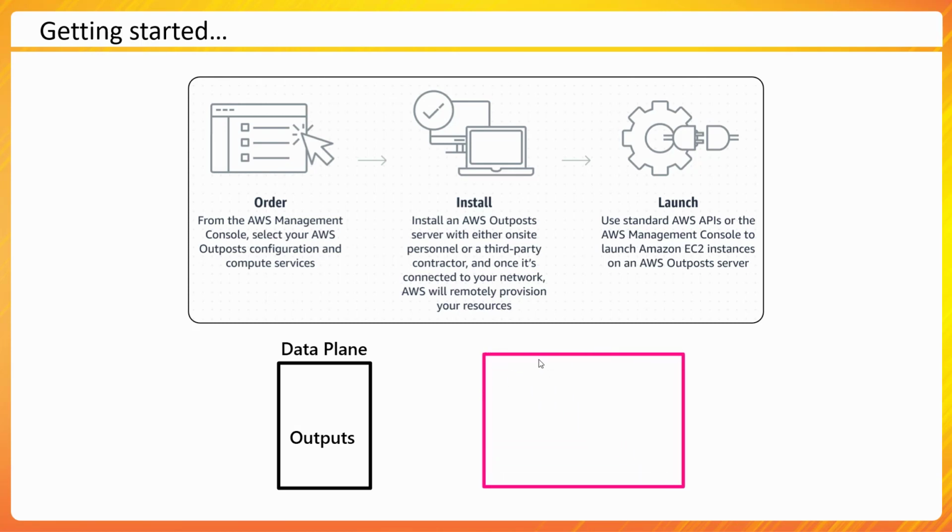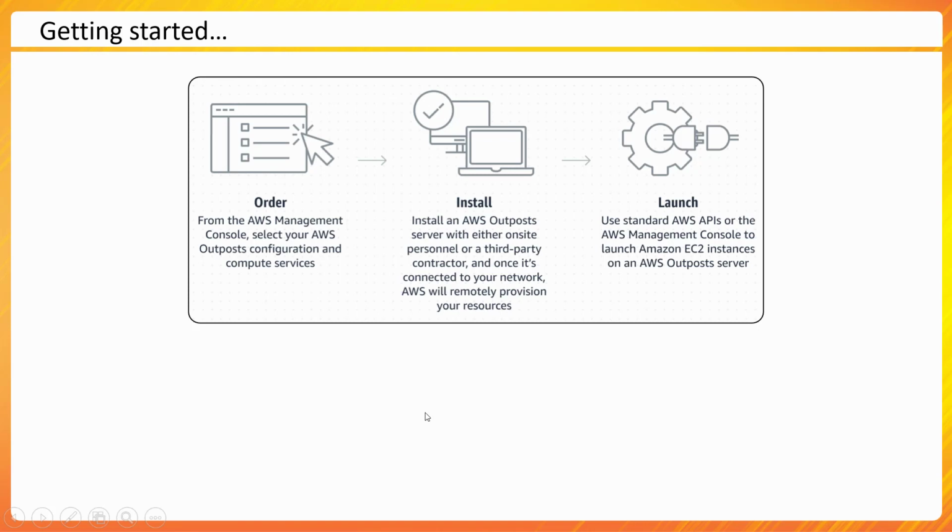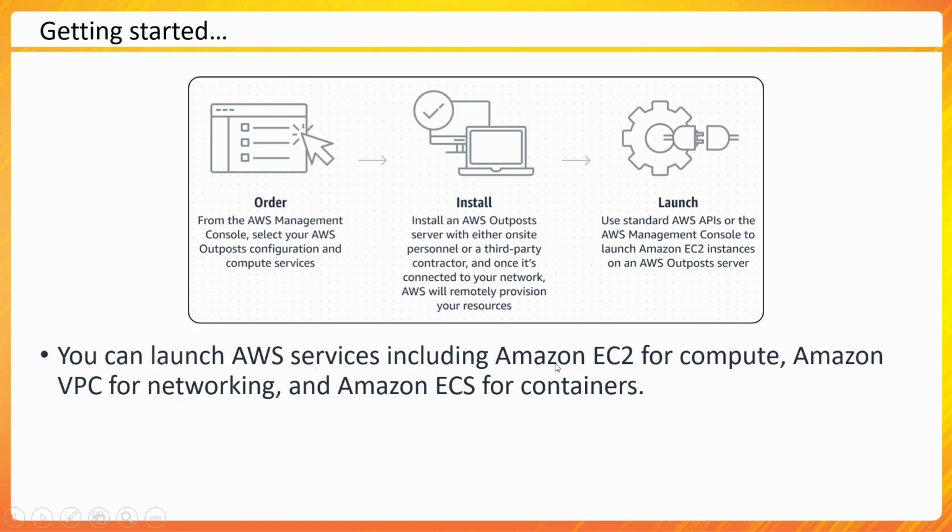Meaning if you are trying to send a command to it, or you want to perform some operations on it, then you would still need connectivity. So you would have your AWS control plane managing this particular service, and it would be shown as an extension of your VPC. Okay, so coming back to the discussion, you can launch AWS services including EC2 for compute, VPC for networking, and ECS for containers. Most compute related workloads you could launch on that.